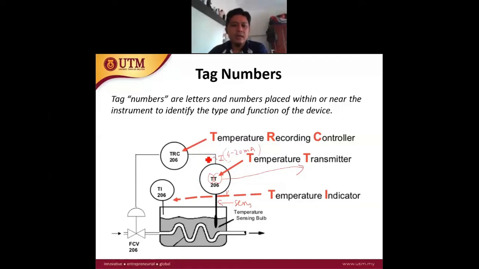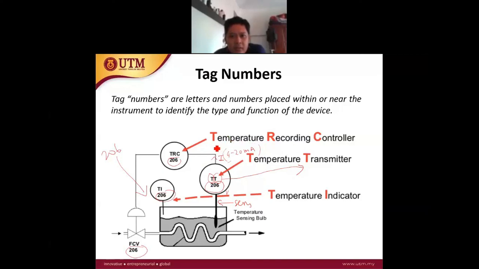Then it is connected to another piece of equipment with the tag TRC, and then with the number 206. You see all this equipment has the same number, meaning that they are grouped in the sub-process 206 in your P&ID diagram. So this one is TRC, temperature recording controller.